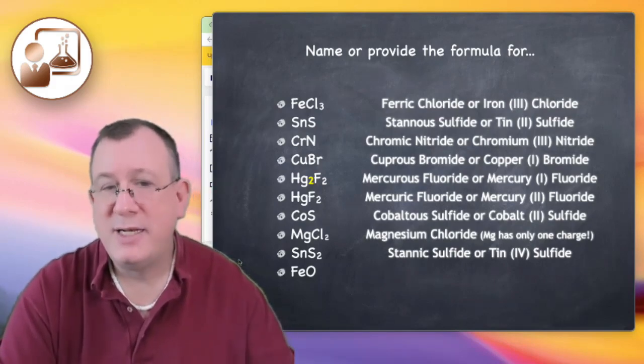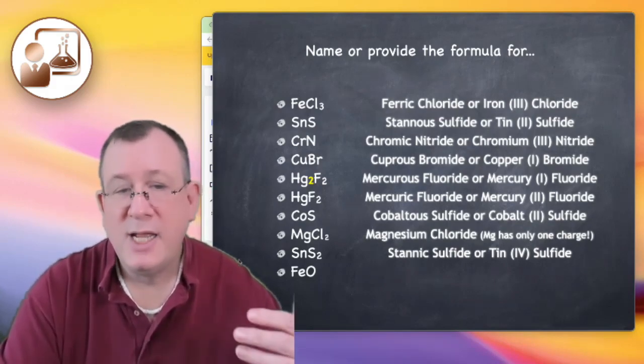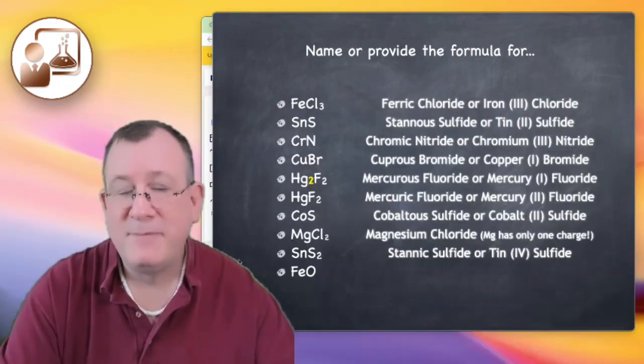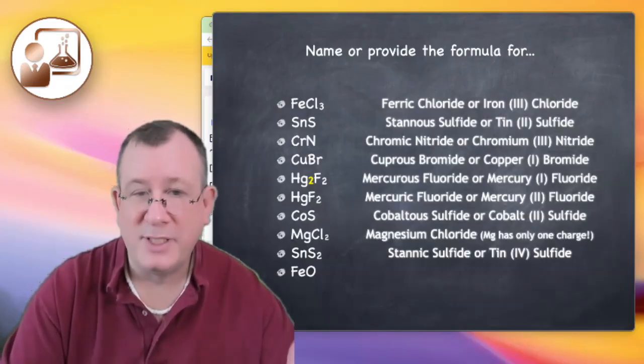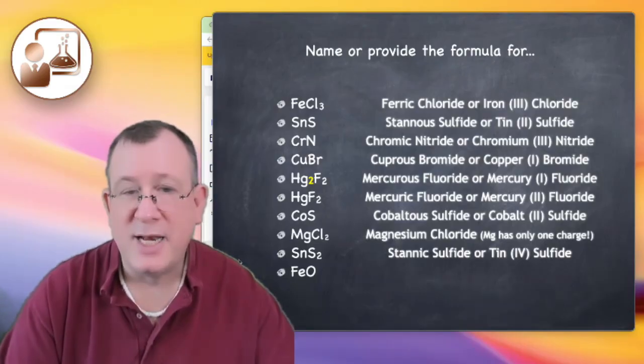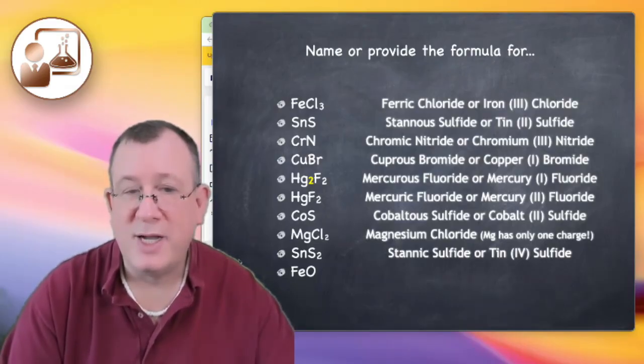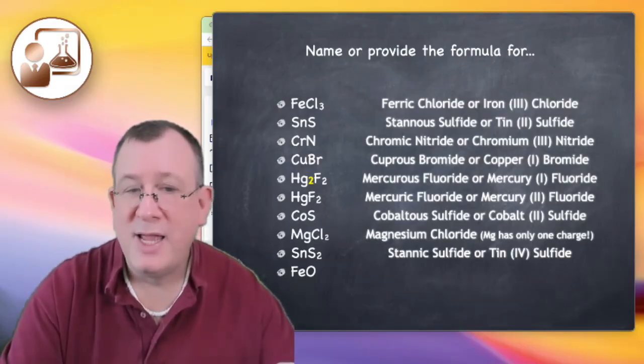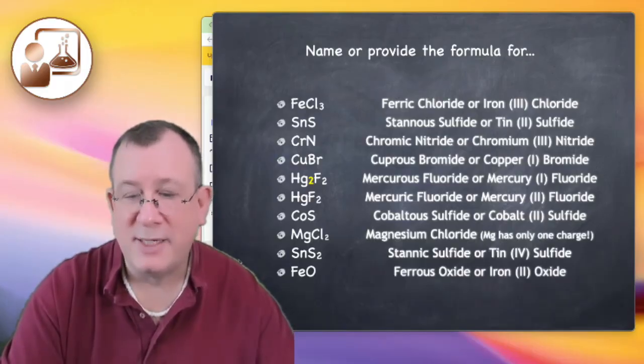Iron oxide, rust basically. Iron oxide here. Oxygen is predictable. Oxygen is 2 minus, therefore this must be the iron plus 2, the ferrous oxide.